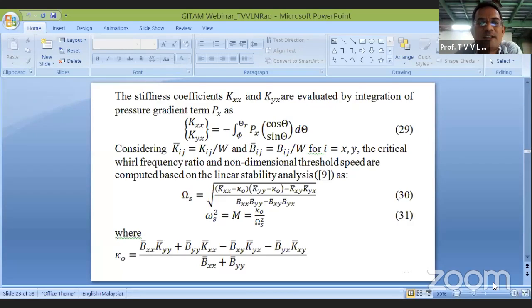Again, Lund has given the analysis for calculation of the critical whirl frequency ratio and the threshold speed. Substituting these values into these equations, we can get the threshold speed and the critical whirl frequency ratio. What exactly we are doing here is that we have an altogether different film in the clearance space. Unlike a film totally filled with the base fluid, we have a film filled with high viscosity and low viscosity fluids. That is how we get different pressure gradient profiles, and thereby different load capacity and different dynamic coefficients.